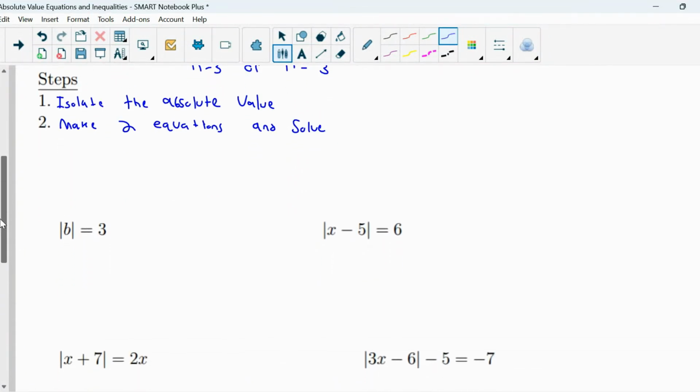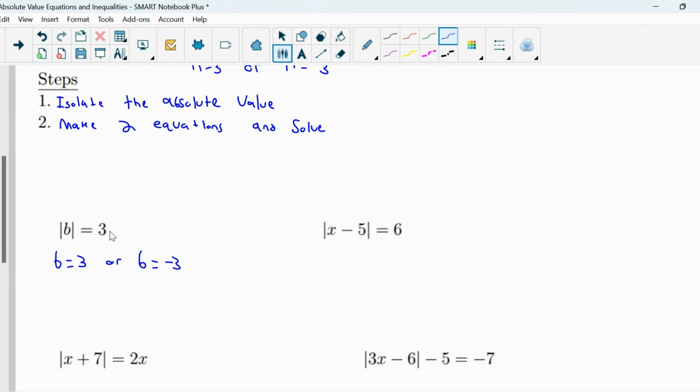So for the absolute value of b equals 3, very similar to our first example here. We just have b equals 3 or b equals negative 3. Because in this case, the absolute value would make both of our solutions positive.